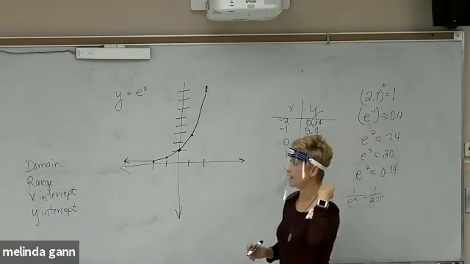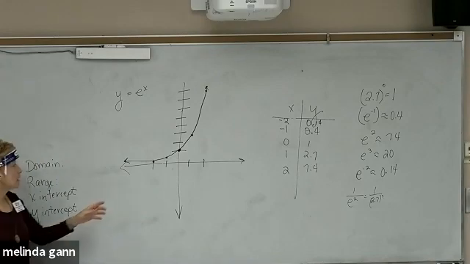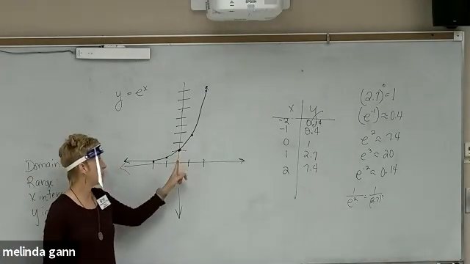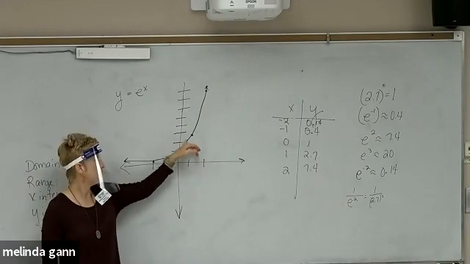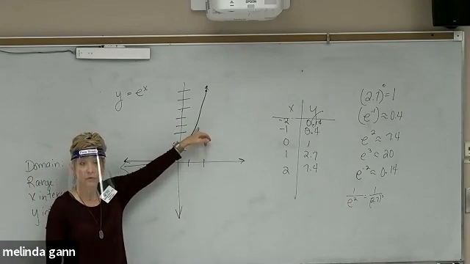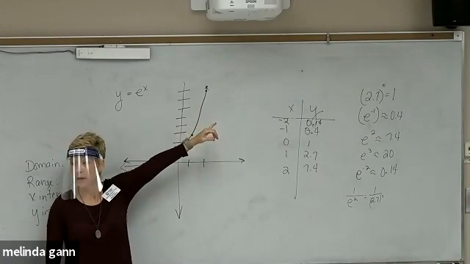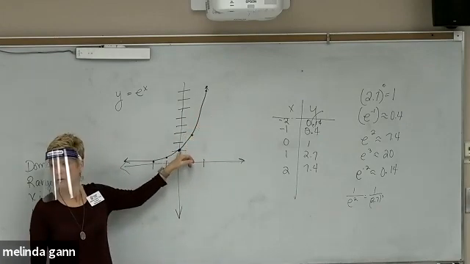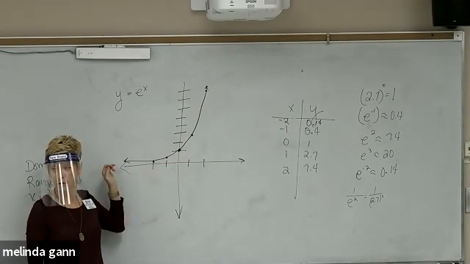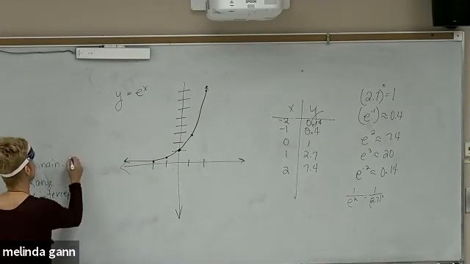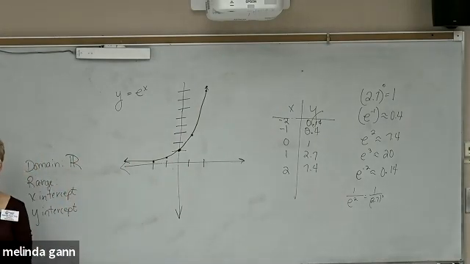Now, what's domain? Is domain x's or y's? X's. Do you have points with positive x's? Can x be 1? Can x be 2? Could you have e to the 100 if you wanted to? Yeah. Can you have e to the 0? Yeah. Can you have e to the negative numbers? So you understand that your domain is just all real numbers. You can take e to any number you want to and get an answer back out.